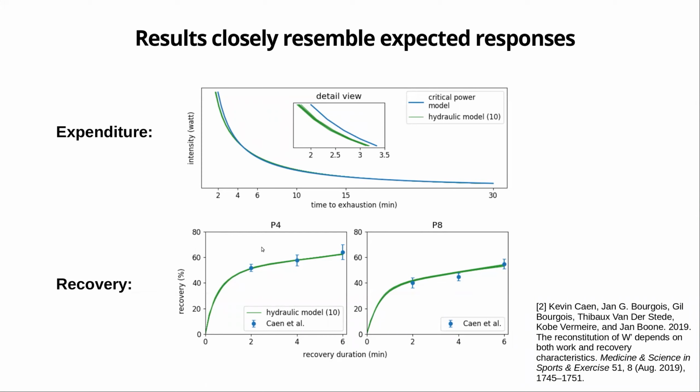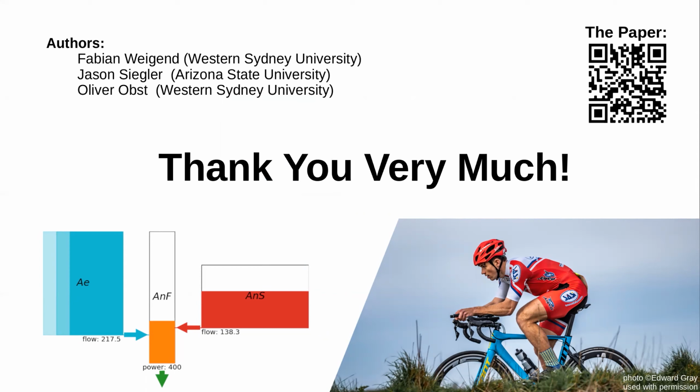Here in this graph, you see three different observed recovery ratios as they were published by Caen and others for two different overall conditions. You can see that these 10 individually fitted hydraulic models recreate or match these reported mean values quite well. Overall, this proof of concept is a very high motivation to investigate the hydraulic perspective on performance modeling further, and also to optimize and further investigate evolutionary computation as an approach to fit such systems of tanks to individual athletes.